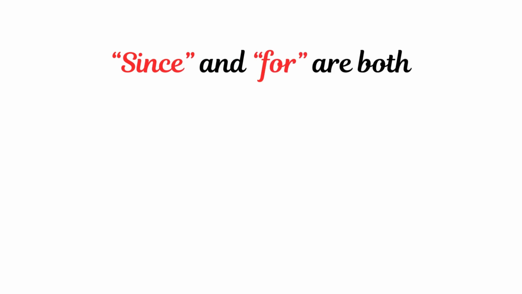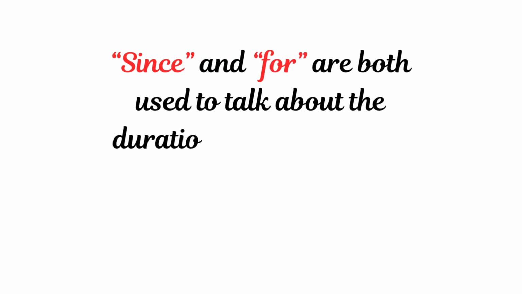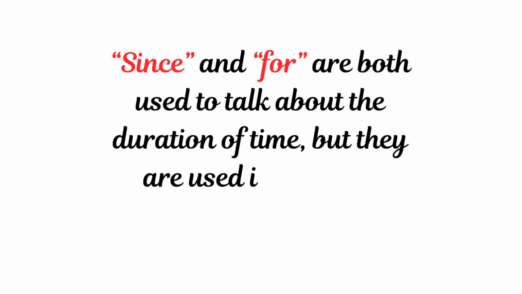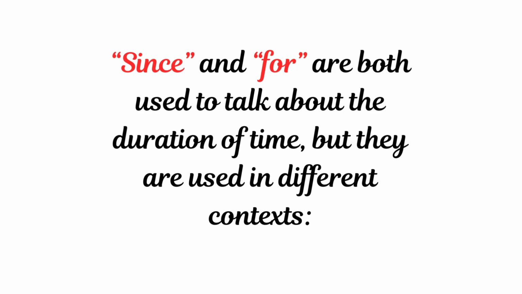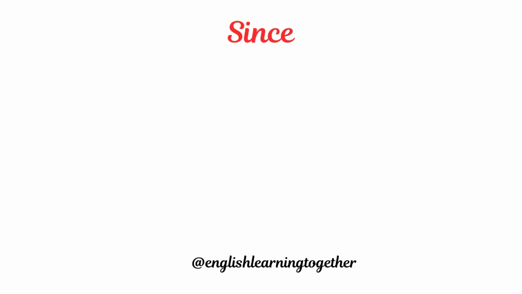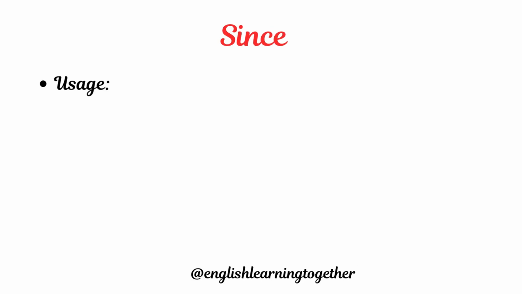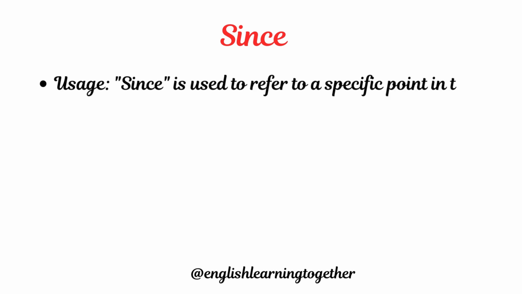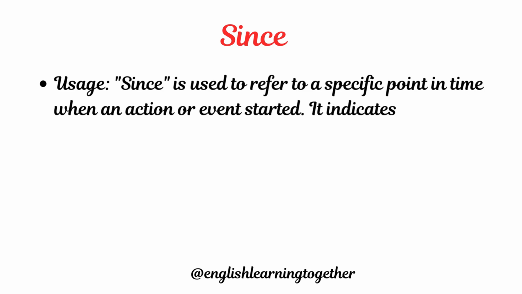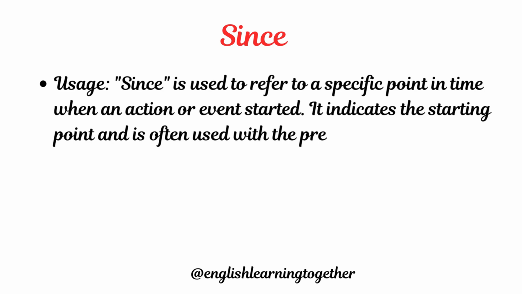Since and for are both used to talk about the duration of time, but they are used in different contexts. Since. Since is used to refer to a specific point in time when an action or event started. It indicates the starting point and is often used with the present perfect or past perfect tense.